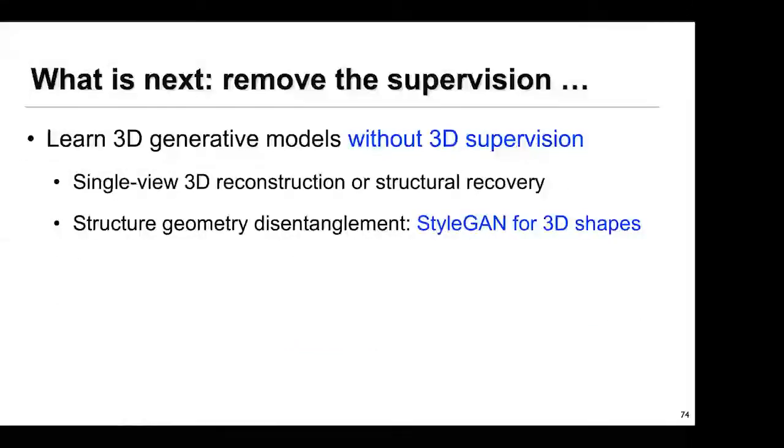So what's next? The first thing I think is really interesting is to remove the supervision. Is it possible to learn 3D generative models without 3D supervision? Although if you think of BAE-Net, it's kind of unsupervised in that there's no part labeling, we still need 3D shapes to supervise IMNet, BSPNet, and other things. So is it possible to do single view 3D reconstruction or structure recovery without 3D supervision? Is it possible to do structure geometry disentanglement again without supervision?